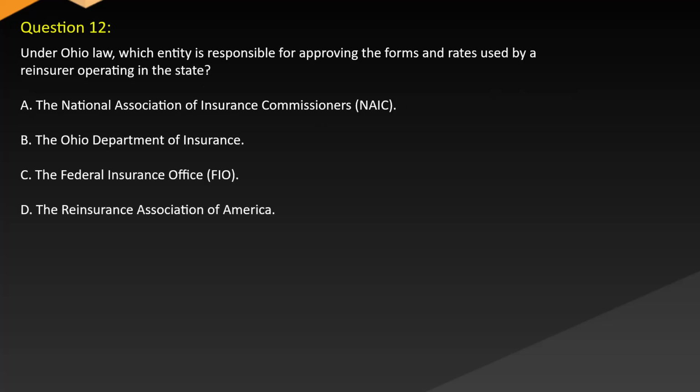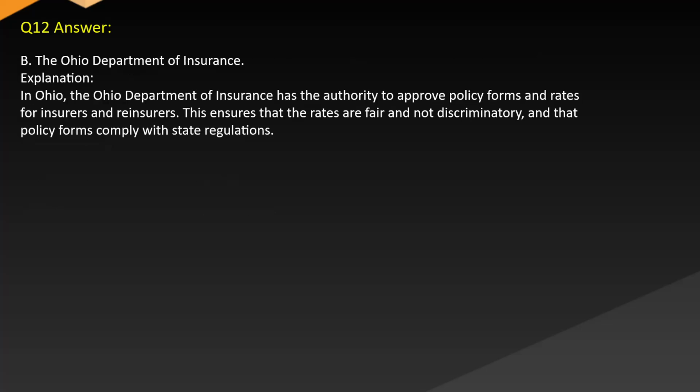Question 12. Under Ohio law, which entity is responsible for approving the forms and rates used by a reinsurer operating in the state? A. The National Association of Insurance Commissioners (NAIC). B. The Ohio Department of Insurance. C. The Federal Insurance Office (FIO). D. The Reinsurance Association of America. Answer: B.